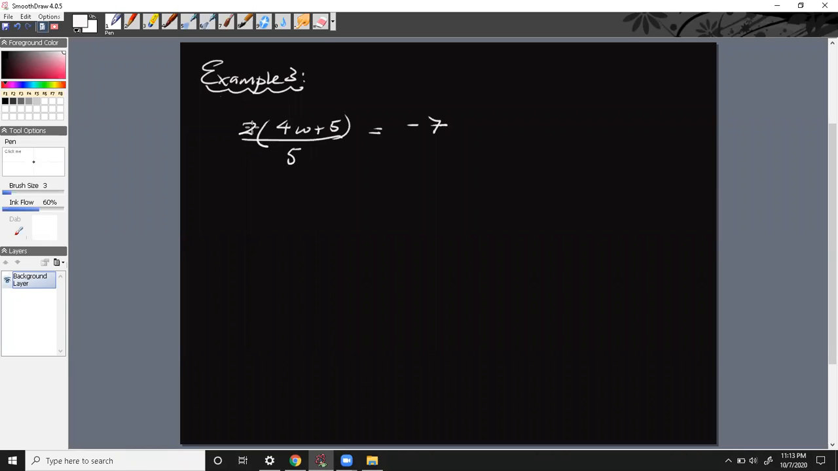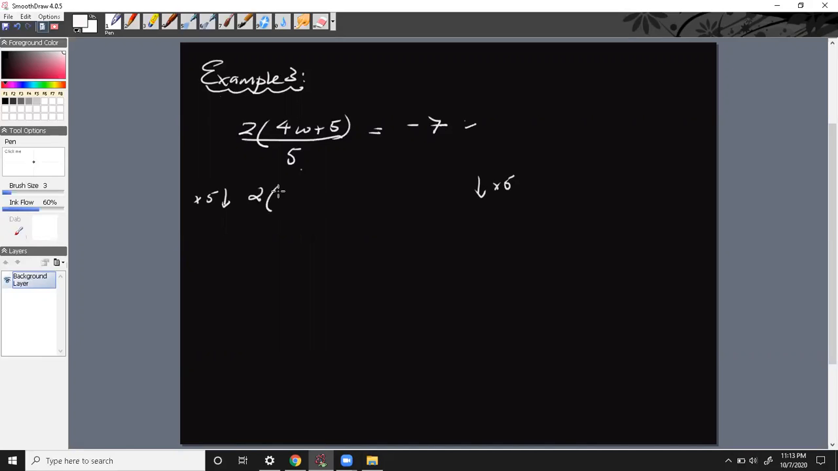Now remember that this means that 2 bracket 4w plus 5, all of that is being divided by 5. So we have w is multiplied by 4, then we've added on 5, then we've multiplied all of that by 2, and finally we've divided by 5, and that has taken us to minus 7. So the first thing we must do is we must multiply both sides by 5.